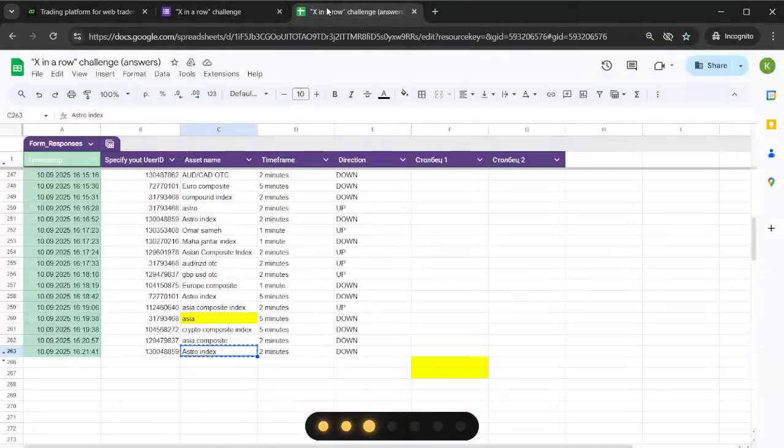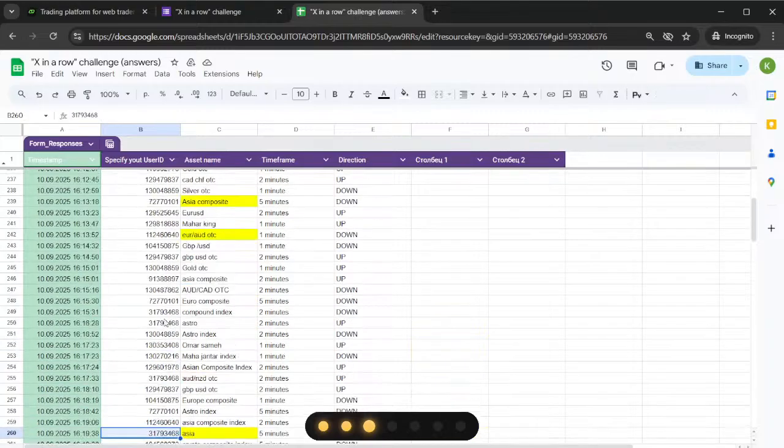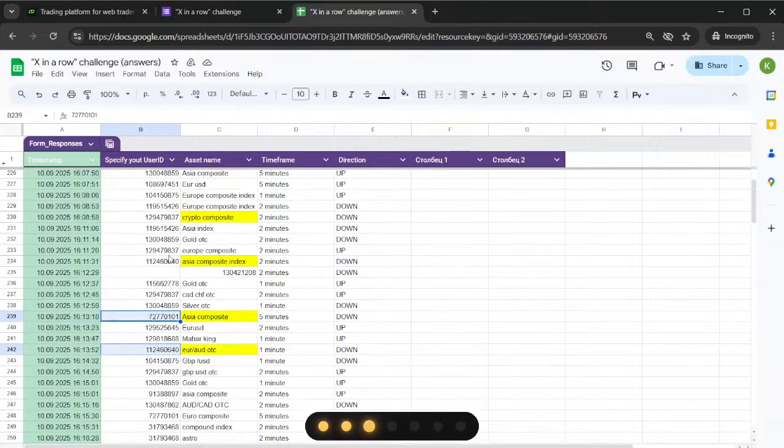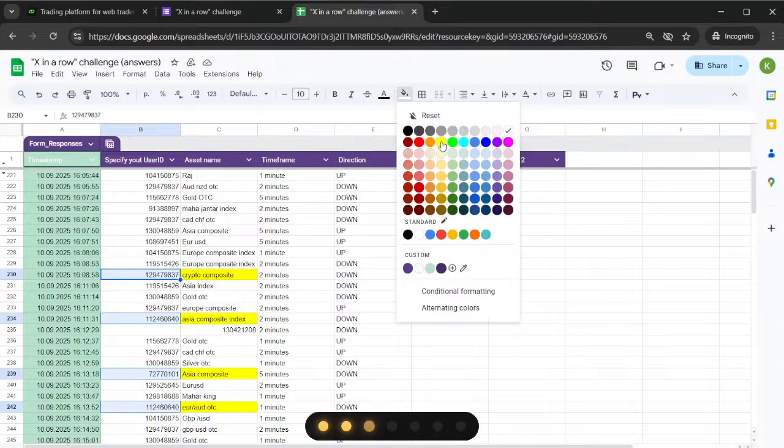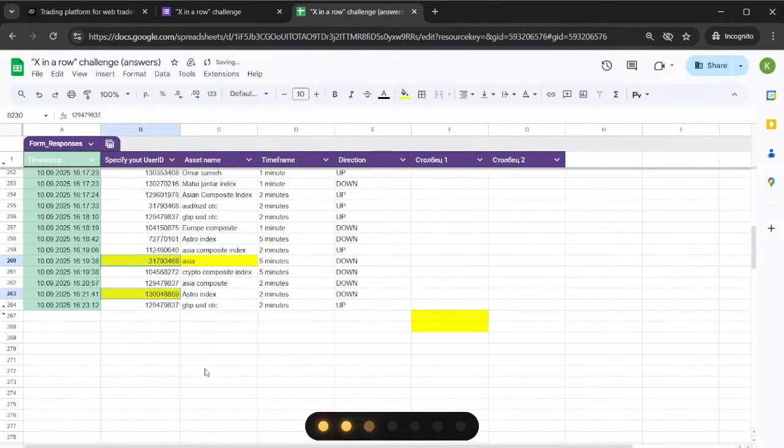Let's see if we will be able to make a profit. Let me highlight all these signals which I have used, so that it will be easier for me to bifurcate at the end of the session. Okay, so these are the signals which we have used so far.